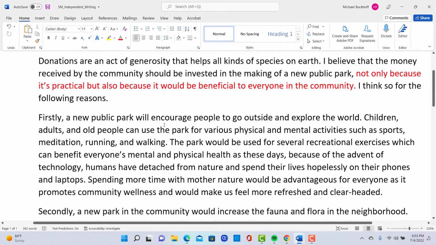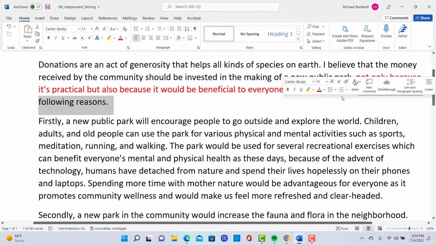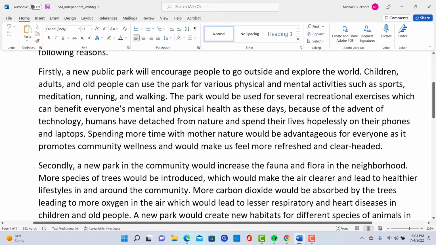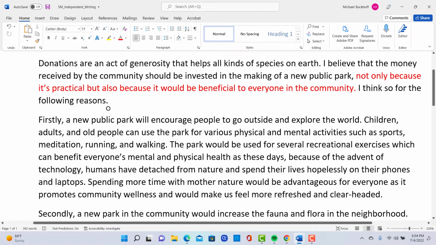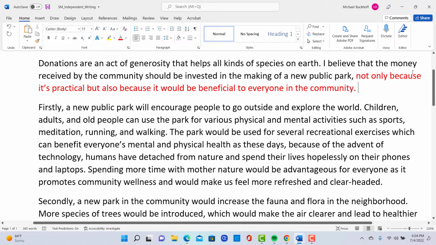You said, I think so for the following reasons. This is a very predictable thesis, by the way. I would not use this. If you want to say it would be beneficial, just say because it will encourage people to go outside and explore, and it would increase the number of plants in the area or something. So take the key points from the two body paragraphs and incorporate them right here, and then you don't even need this thesis. It's redundant, right?